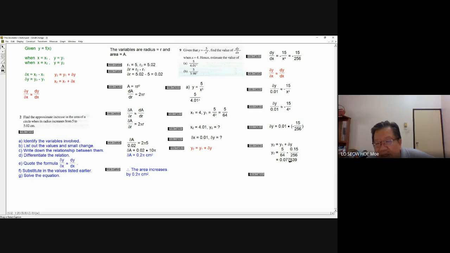Now, after obtaining this value here, you don't just leave it as y2. People cannot understand. So you have to write down 5 over 4.01 cubed is 0.7754. Okay, so there are many steps I've listed down here.